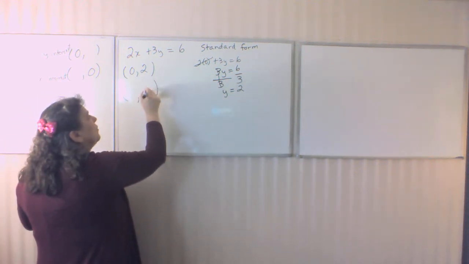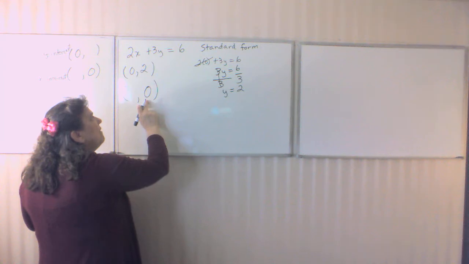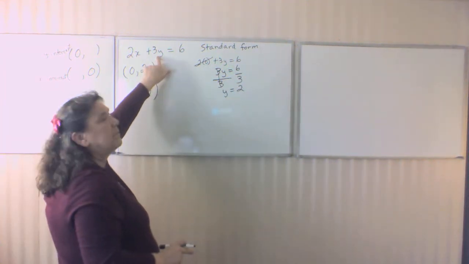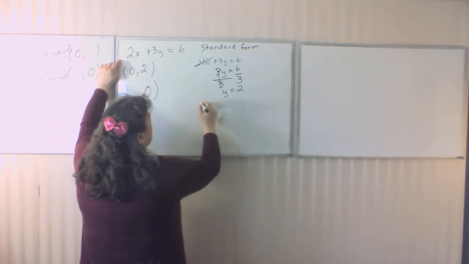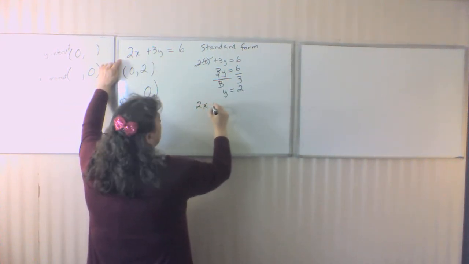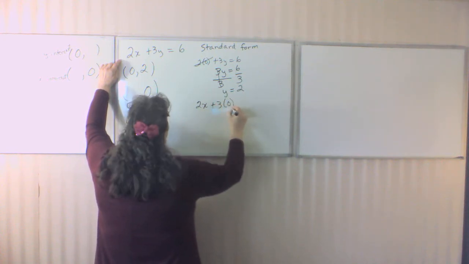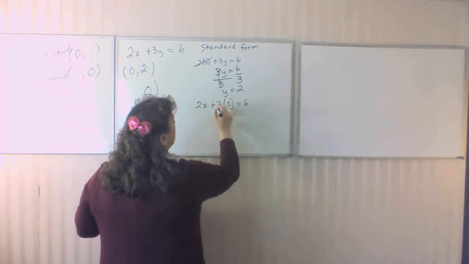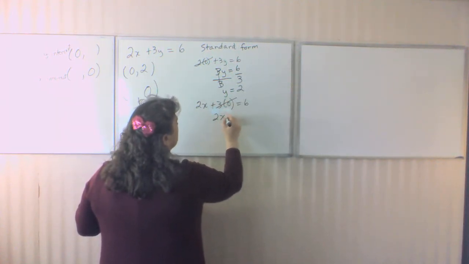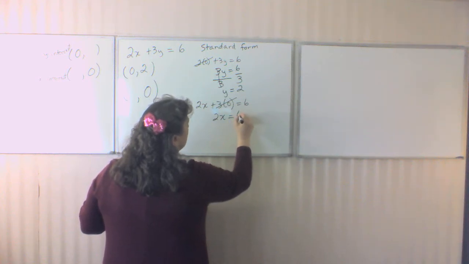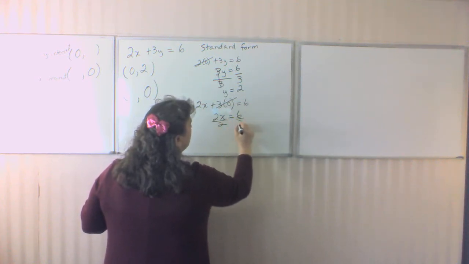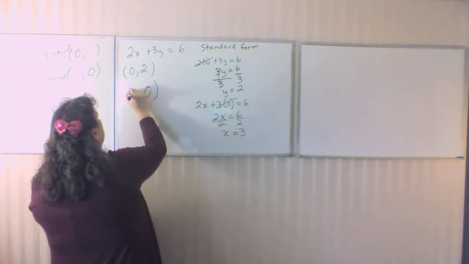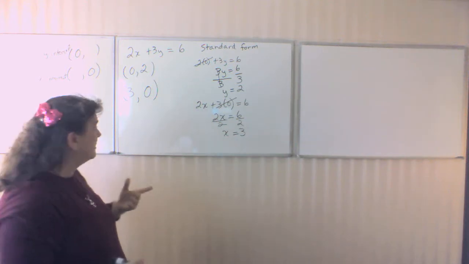My next one, we're going to put the 0 in for the y value so we can know what the x-intercept is. That means I'm going to put 0 in for y. So this gives me the equation 2x plus 3 times 0 equals 6. Okay, 3 times 0 is 0. So I have 2x plus 0 is just 2x, and 2x equals 6. Divide by 2, so x equals 3.